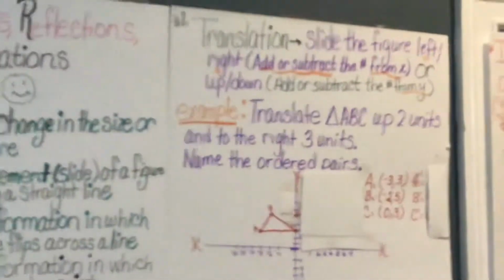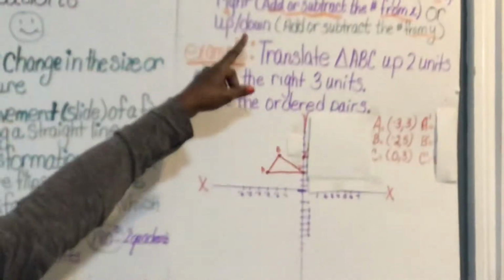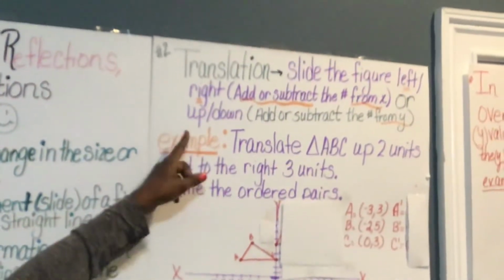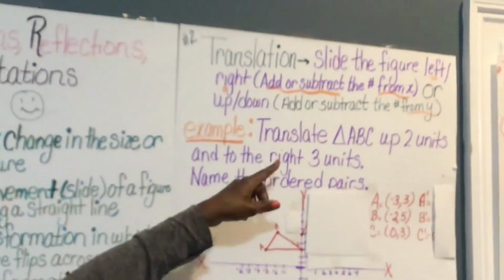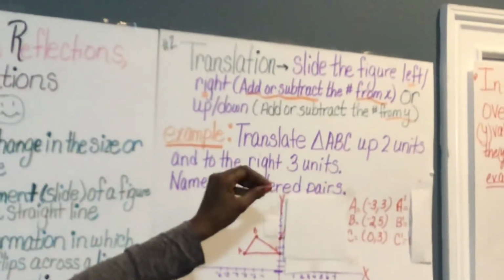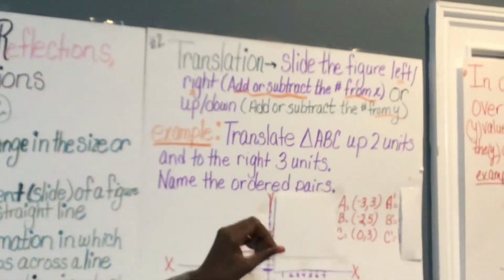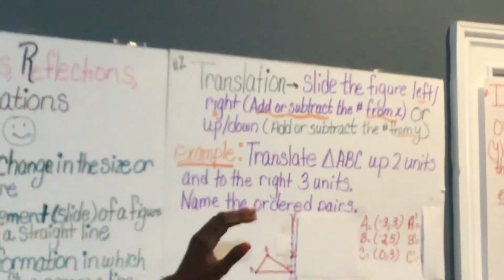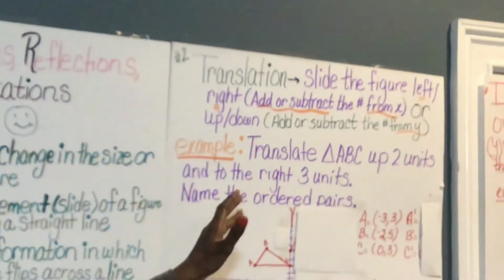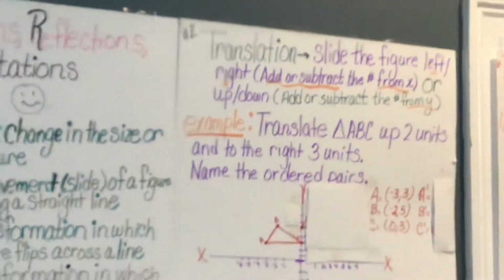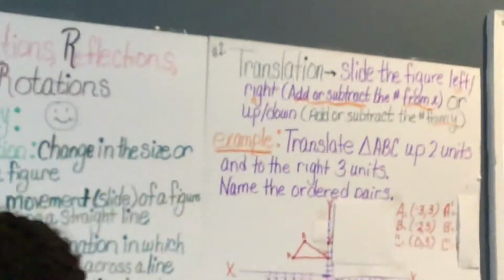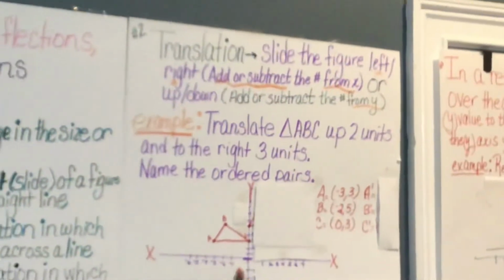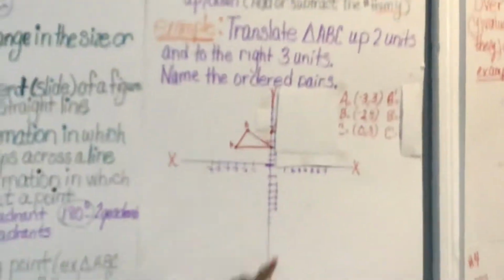With the translation, we are going to slide the figure left and right, add or subtract the number from X. Or we're going to move up and down. If we move up and down, we're adding or subtracting the number from Y. Here is your X-axis. It goes this way. And your Y-axis goes up and down.